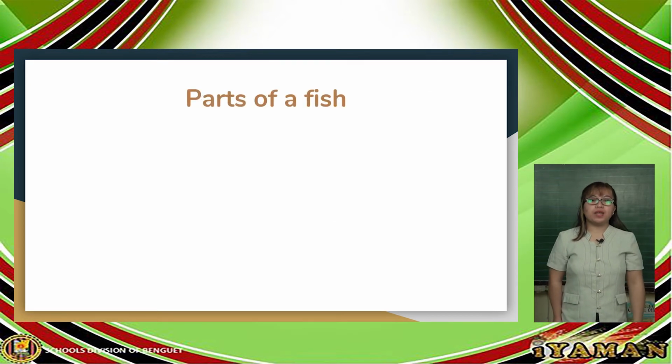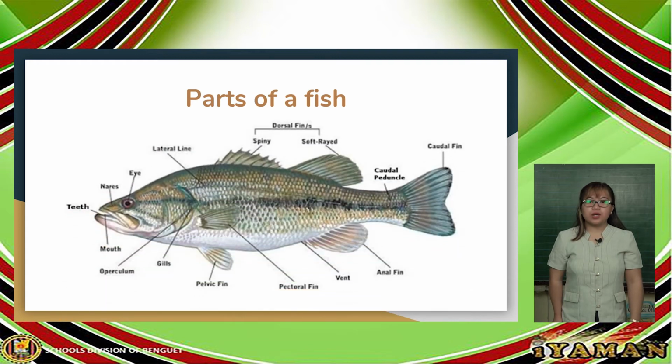Let's proceed with the parts of fish. In this picture, we have 14 parts. Fishes are cold-blooded animals, cold-blooded because they are in the water, typically with a backbone, gills, and fins. The body of a typical fish comprises the head, the trunk, and the tail. Where do you think is the trunk there?